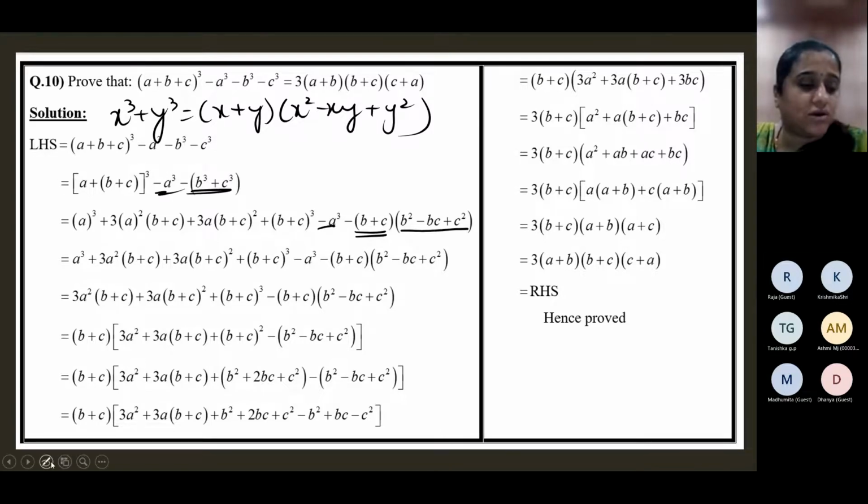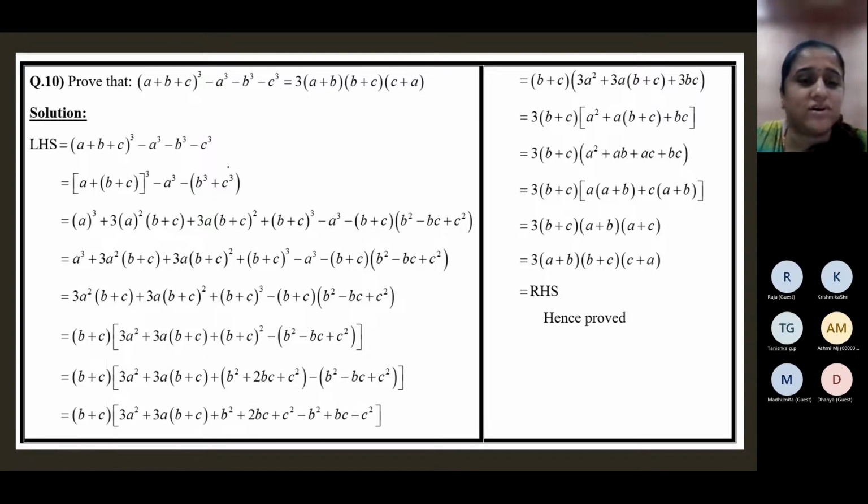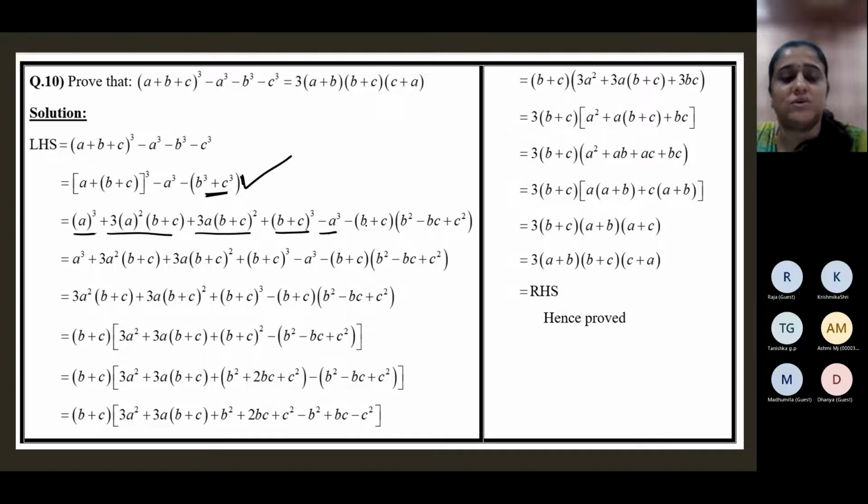So please understand what happens in the second step. The first step is about brackets. The second step is about expanding using the formula. So here x cubed, 3x square y, 3xy square and y cubed. And this minus a cubed as it is. And then this b cubed plus c cubed is the formula, that minus as it is outside. And this is the formula again. That's the next step.